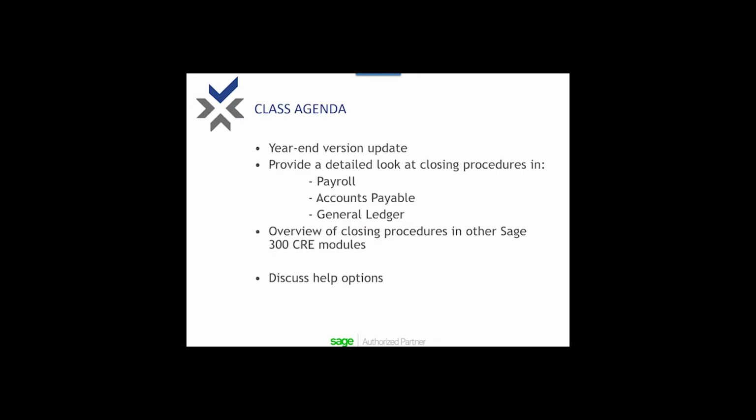All right, our agenda for today is we are going to talk about the year-end version update, which I just did a little bit. We're going to look at a little more detailed look at closing procedures for payroll, accounts payable, and general ledger. And then we're going to do just a real quick overview of the closing procedures in the other modules and discuss your help options. Where can you go to get help when you need help? That's very important.